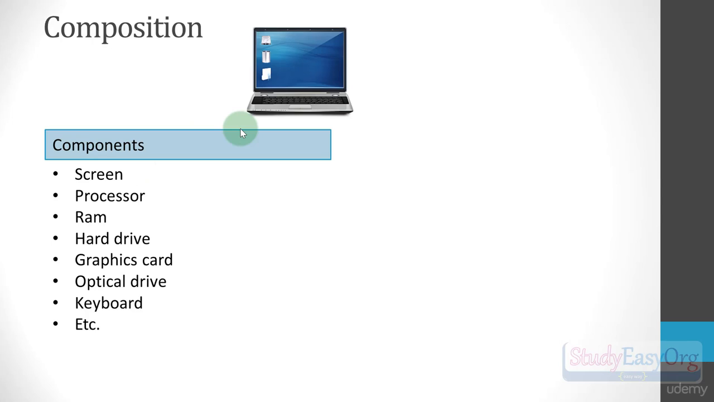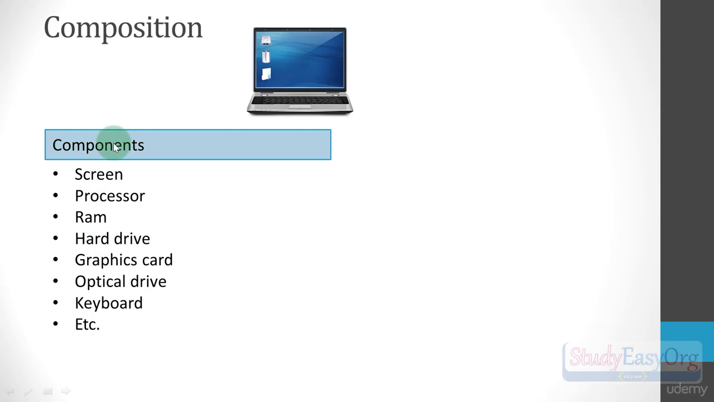Now what is a composition? For example, we are coding a program which depicts a laptop. Now what is a laptop? A laptop is a composition which consists of multiple components which work together as a team to solve a purpose, right? So laptop is a composition. Now what are the components in this laptop composition? The components could be like screen, processor, RAM, hard drive, graphic card, optical drive, keyboard, etc. So all of these components build a laptop, right?